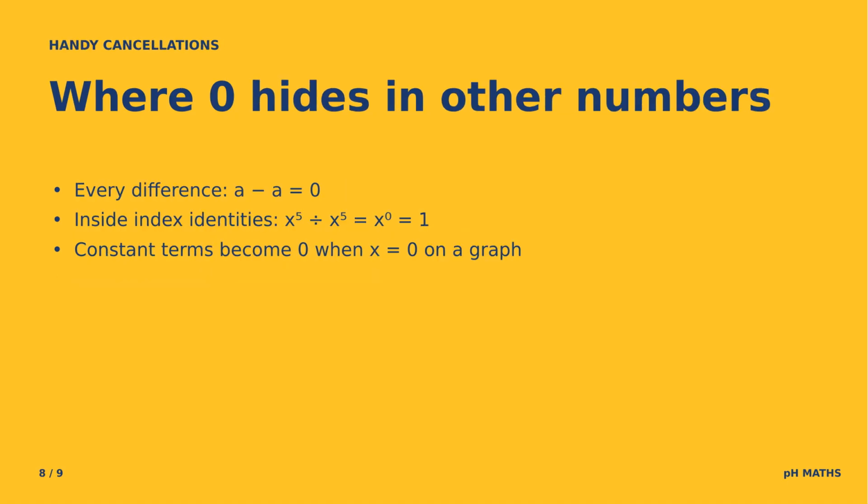Where 0 hides: a minus itself is 0. Any difference of a thing with itself. Inside index identities, x to the 5th divided by x to the 5th equals x to the 0, which is 1, meaning the whole fraction reduces to 1. And on any graph, every constant term becomes 0 when x is 0. Spot a 0 hiding inside a problem and you've often spotted a shortcut.